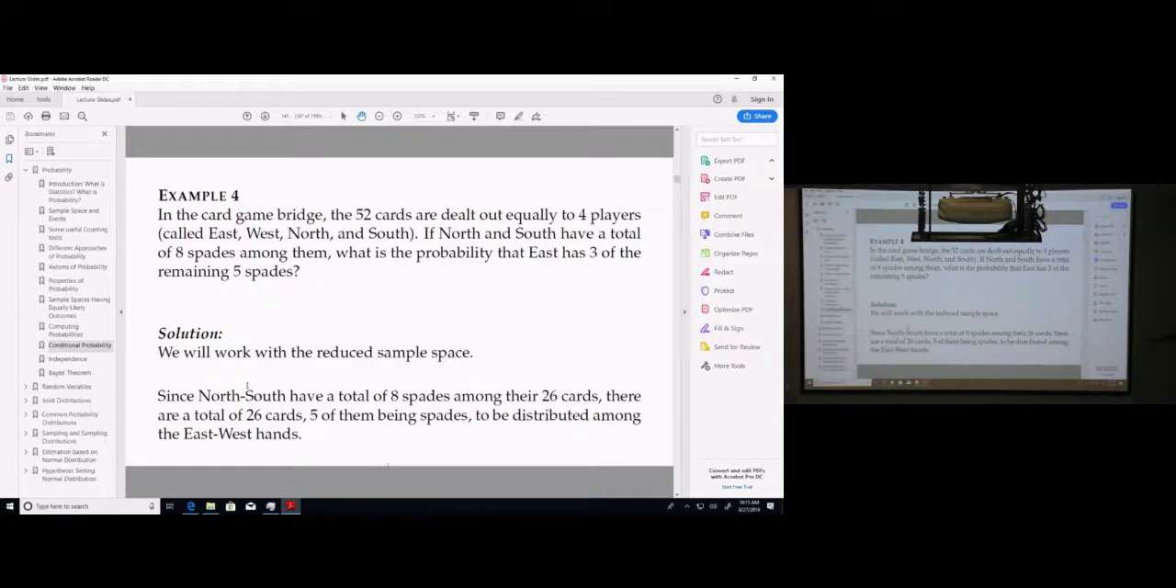But for North, he can count that he and South have a total of 8 spades, and very often, sometimes you have to decide whether the distribution of the remaining 5 spades is even or not even. In this case, we are thinking of whether East has 3 of the remaining 5 spades.